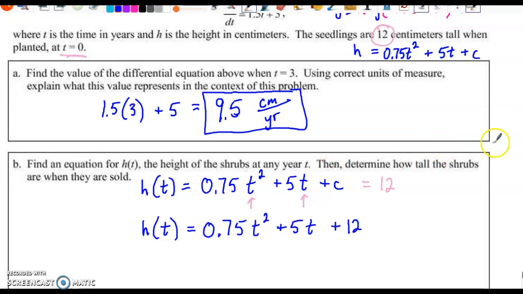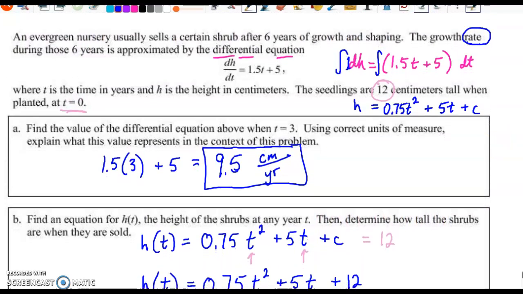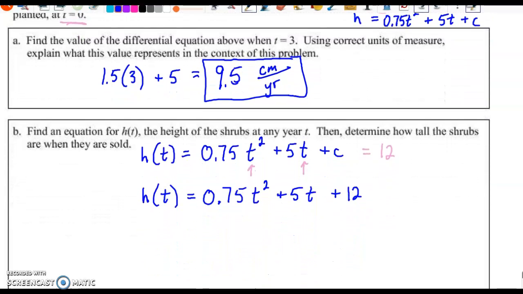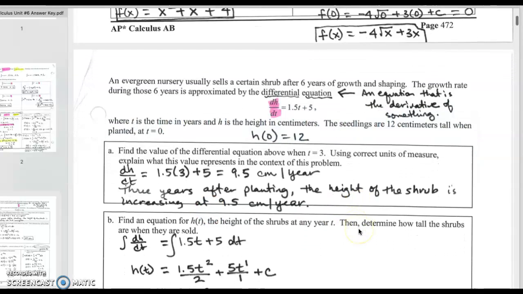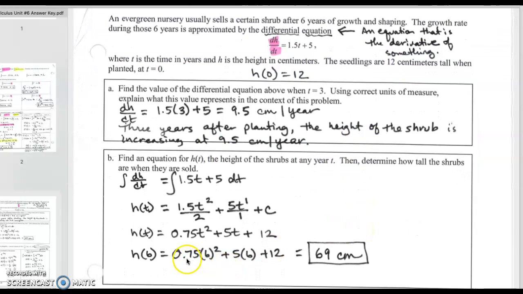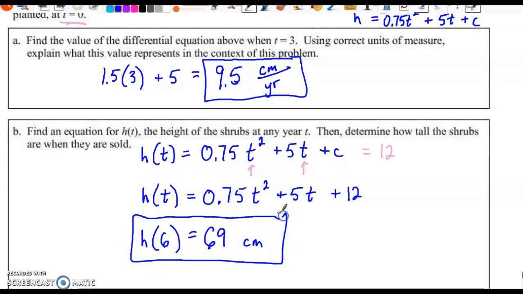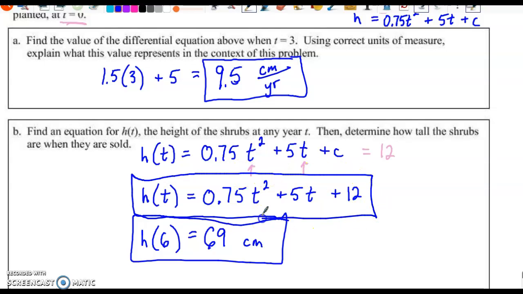So how tall are the shrubs when they're sold? Well, if you go back to the question, they say that they're sold 6 years afterwards. So I would interpret that as to say, okay, well, now we want to figure out what h of 6 is. And you can use a calculator, type it in. I'm going to trust this person's answer. 6 squared times 0.75 plus 5 times 6 plus 12 equals 69 centimeters. So definitely a two-parter to this. You want to make sure you have both of these answers.